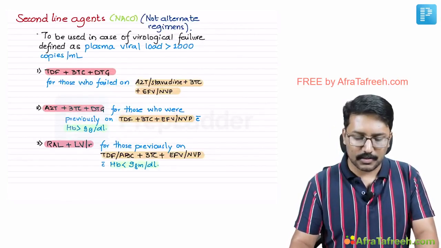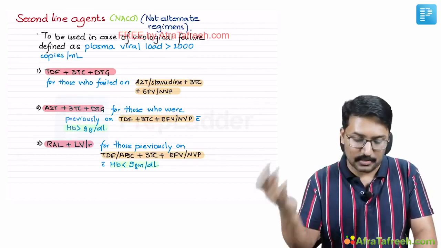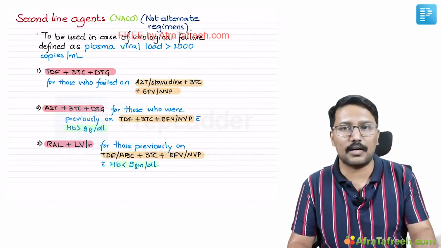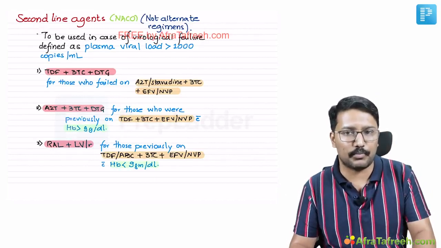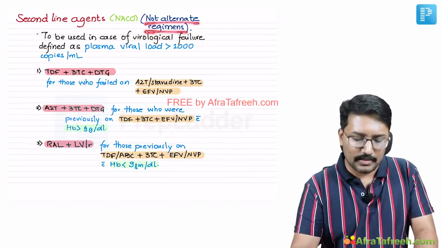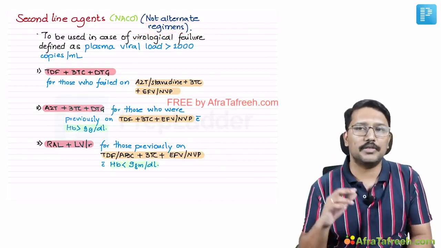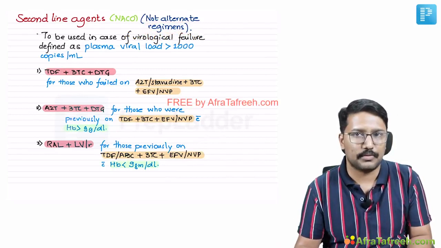Okay, what are the alternative regimens, like the second line regimens, that we need to remember? These second line regimens are not alternate regimens. Okay, so we have to remember that point. We're talking about second line regimens. These second line regimens will be used if the first line regimen shows a virological failure, right?